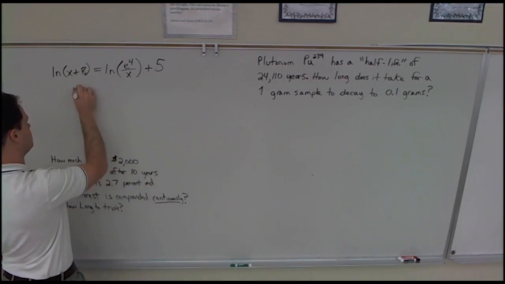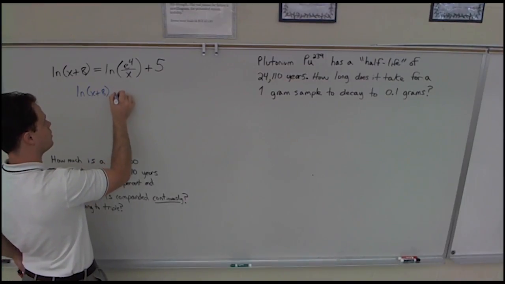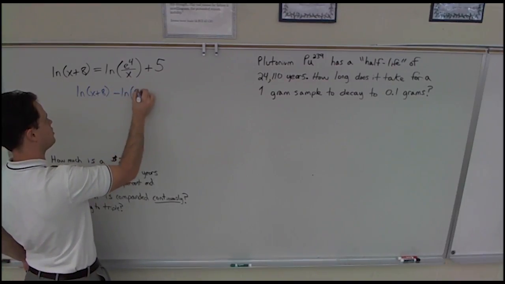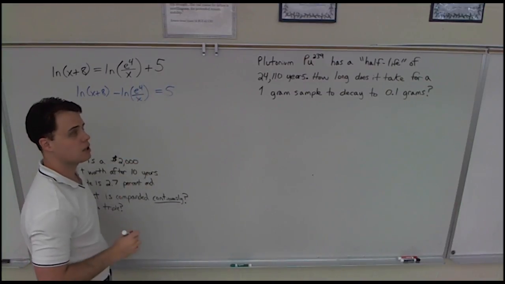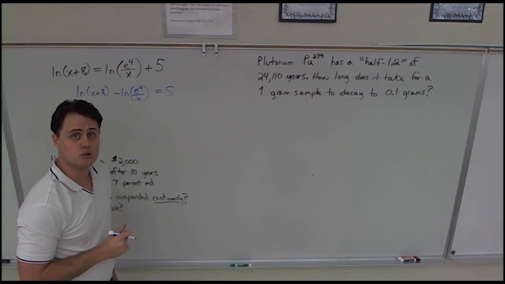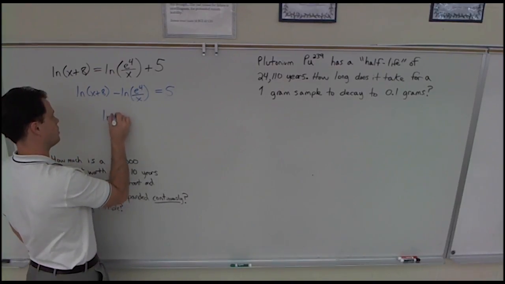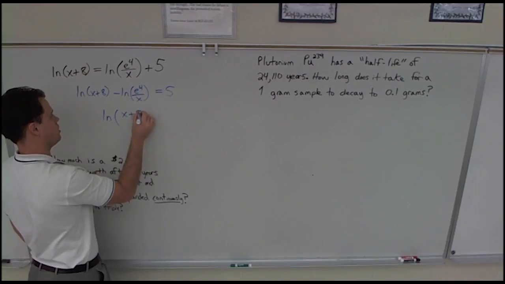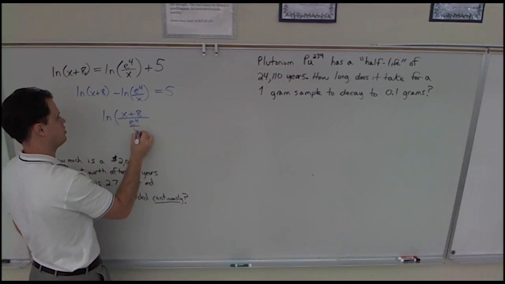So that's going to leave me with the natural log of x plus 8 minus the natural log of this stuff equals 5. Then I can use a log property to combine those two logs with a minus into one with division. So I'm going to go this guy divided by this guy.